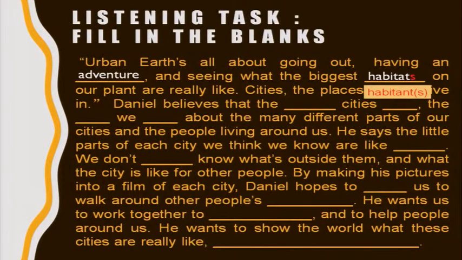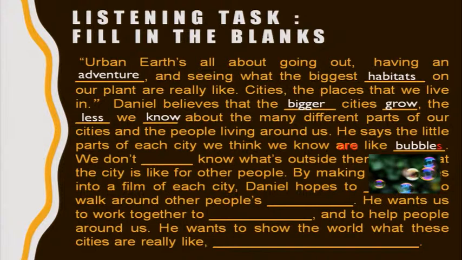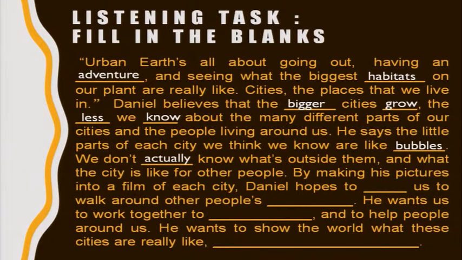We call them habitants, okay, or a habitant, right? And move on, the bigger cities grow, the less we know, okay? Move on. Little parts of each city we think we know are like bubbles. And Daniel hopes to inspire us, which means to encourage us, right?